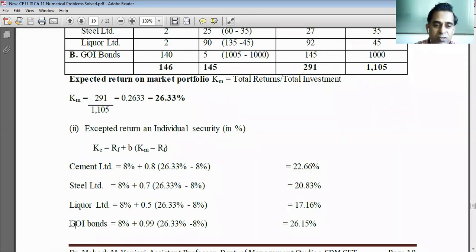For Government of India bonds also, we are going to use the same equation. It will work out for theoretical purposes. So 8% plus 0.99, the beta risk factor for GOI bonds from the data given in the problem, into bracket 26.33 minus 8. The answer will be 26.15%. The expected return on Government of India bonds is 26.15%.